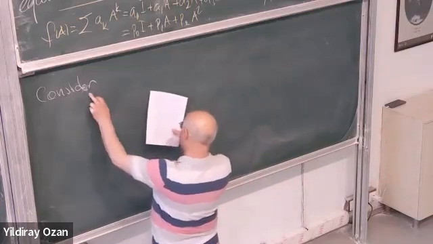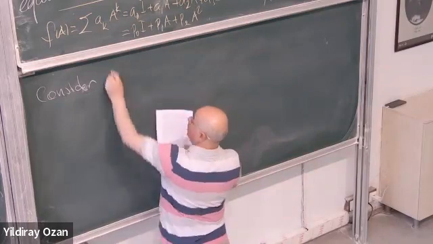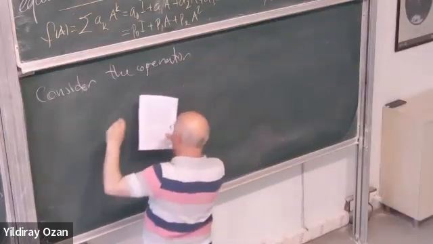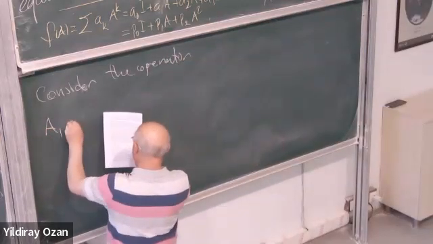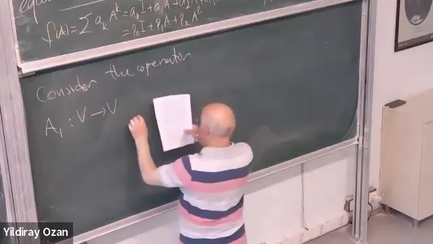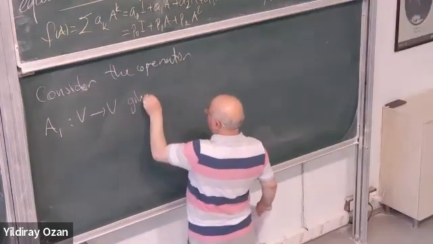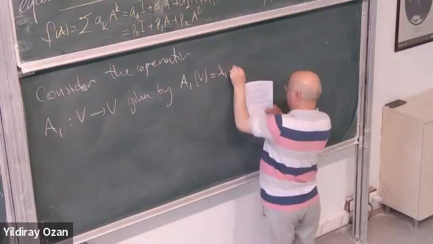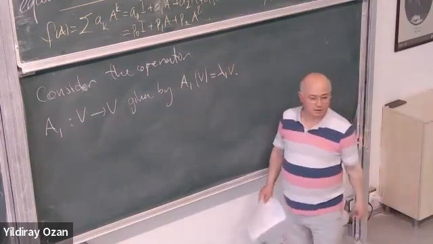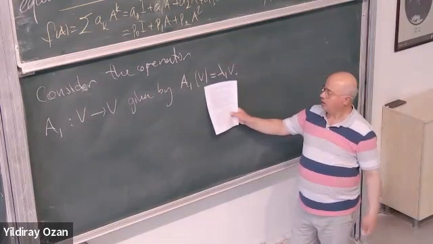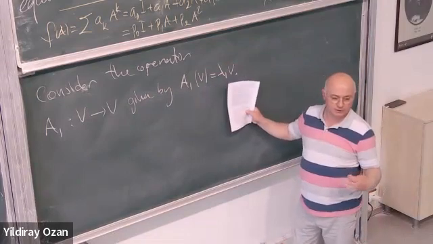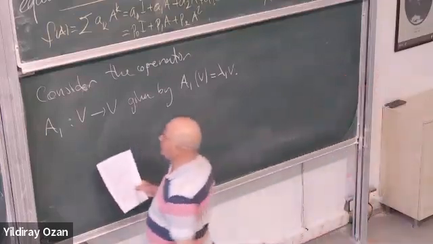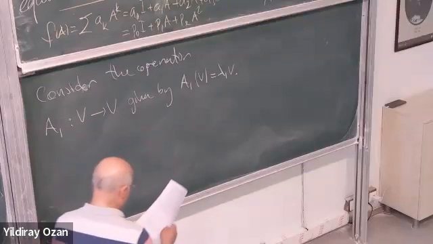Okay, so consider the operator, another operator A1, given by A1 is just lambda 1 times, actually, lambda 1 times the identity operator. So this is just the constant multiple of the identity operator.